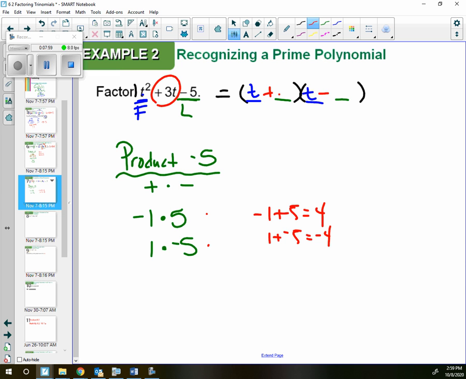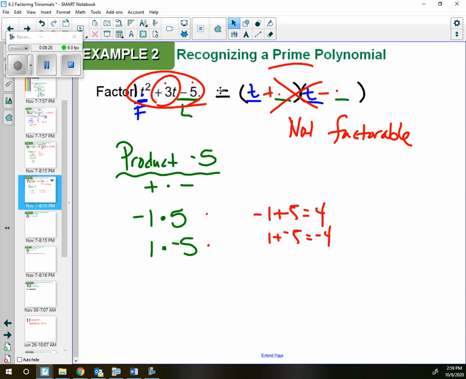In other words, there's no numbers we can fill into those slots that will generate this polynomial. No whole numbers anyway, no integers. They call this prime. In other words, it is not factorable. There is nothing that we can do to break that down. There are no numbers that multiply to a 5 that add to a 3. It physically can't be done. These are not real solutions.